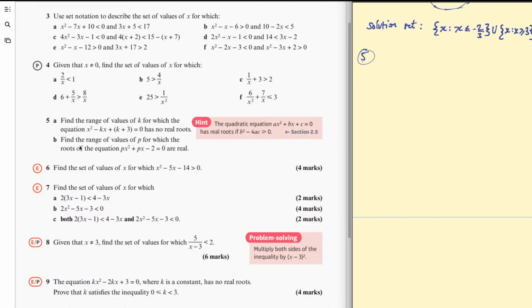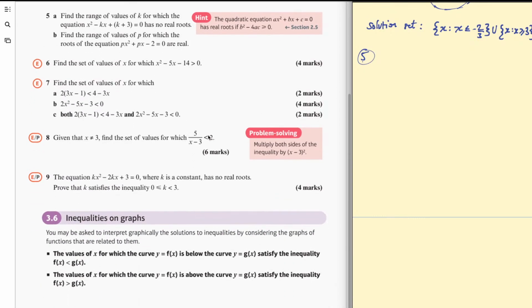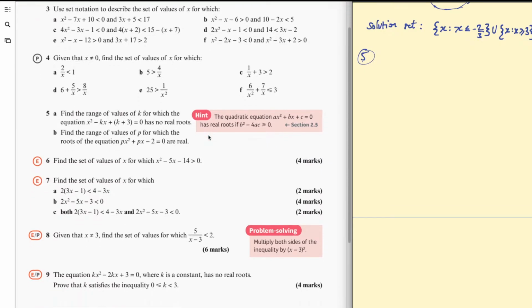I think I have time for a couple more. Might have to finish this off at another point. So question 5 says find the range of values of k for which the equation x squared take kx plus k plus 3 equals 0 has no real roots. And then part B says find the range of values of p for which the roots of the equation px squared plus px take 2 equals 0 are real.